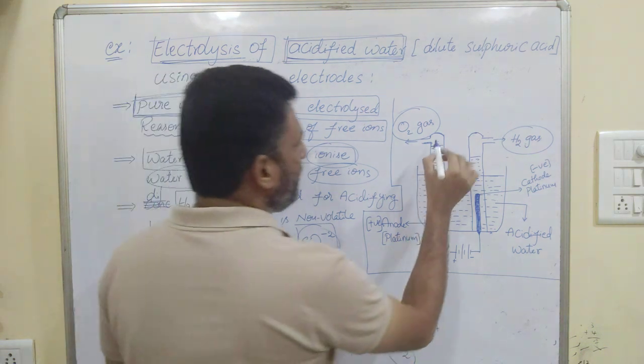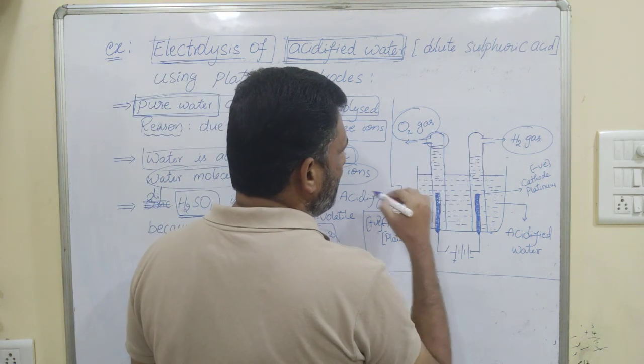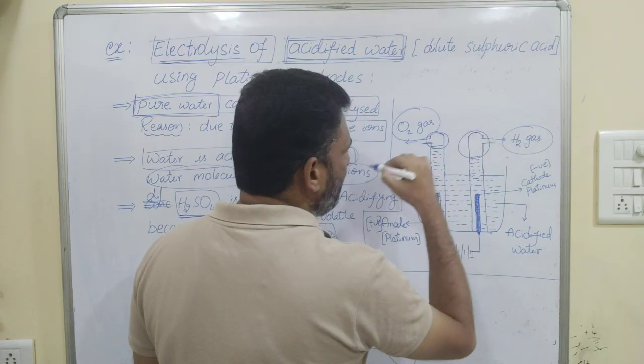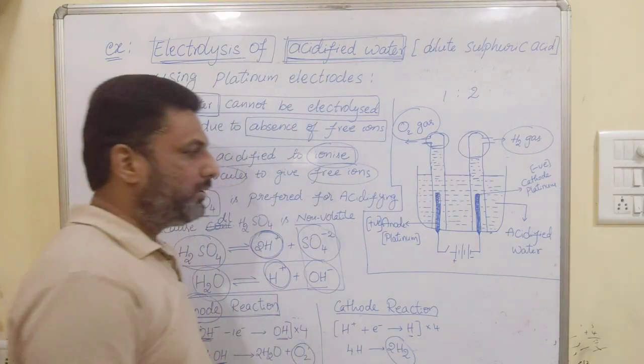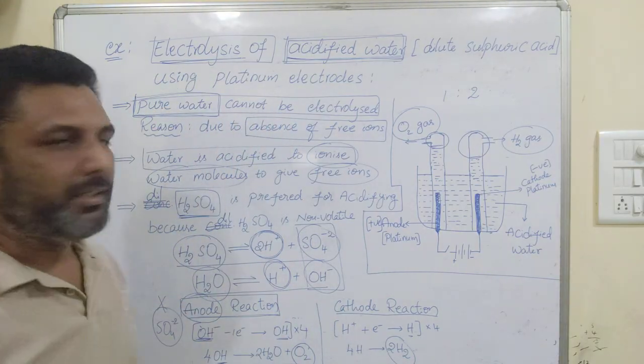And here you can see the volume of oxygen and the volume of hydrogen, if you compare, will be in the ratio 1:2. So this is about the electrolysis of acidified water.